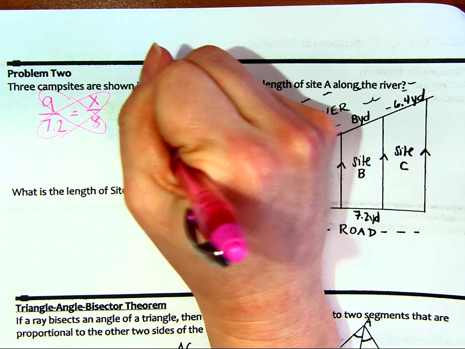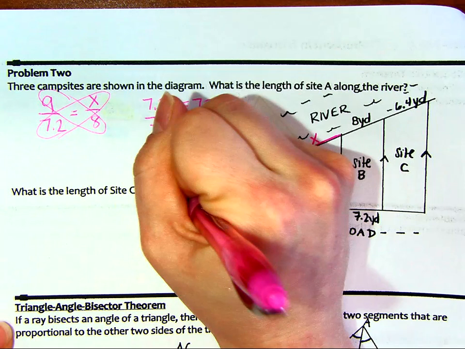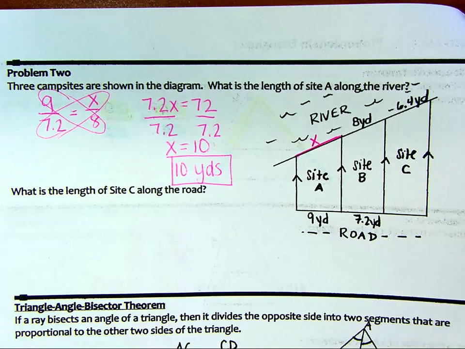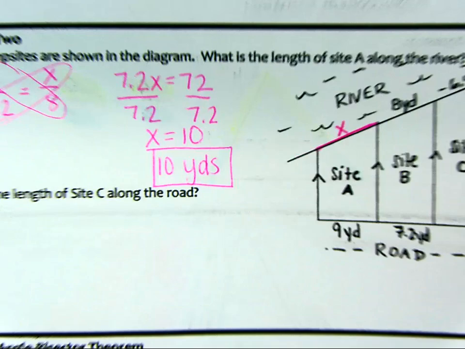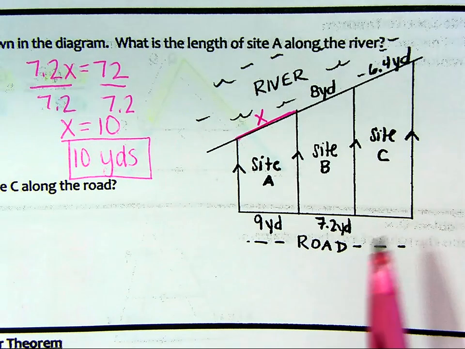And so I get x is 10, which means that the length of site A along the river is going to be 10, and we're measuring in yards. Okay, so not too terrible.